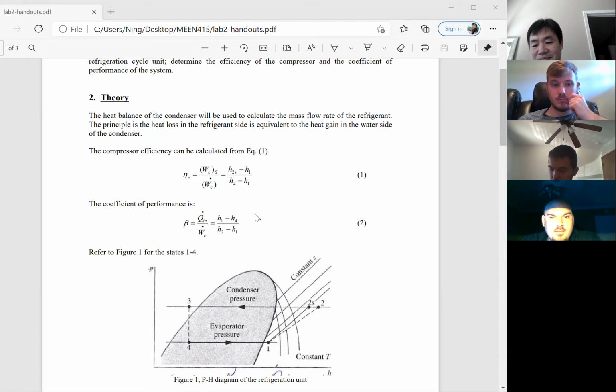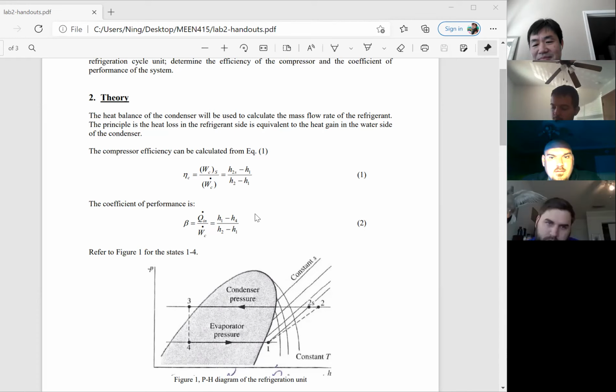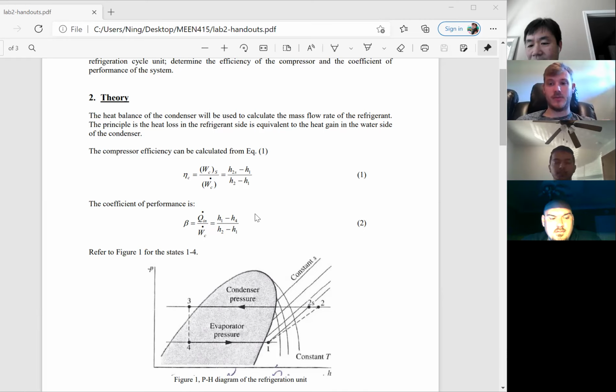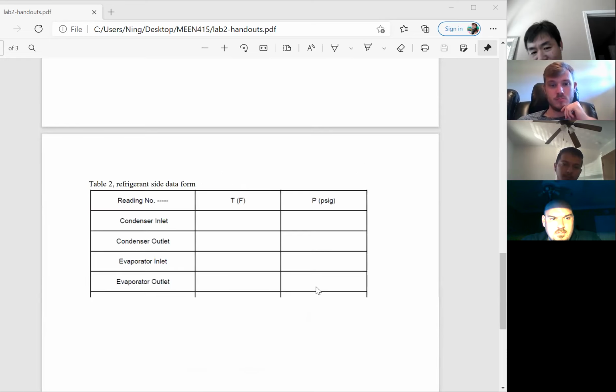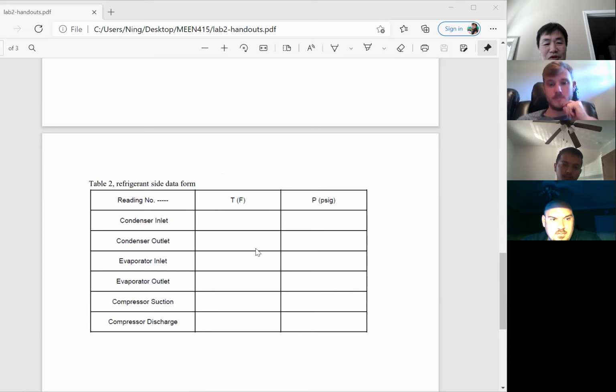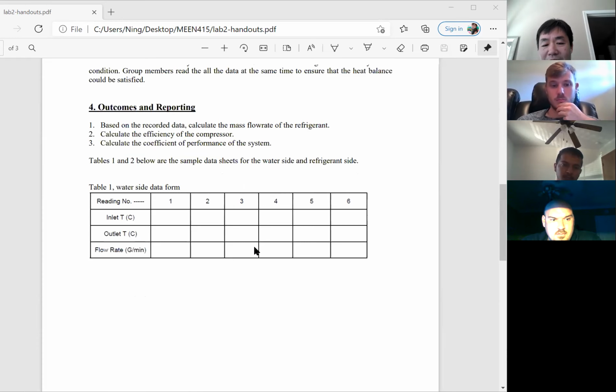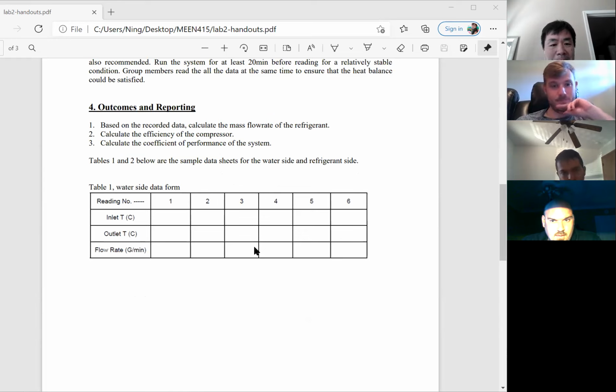Is that good? Sounds good. Do we need to submit the handout as if we were actually in the lab filling it out, or is it just the Excel? Just the Excel. Ignore this handout, ignore these data forms on the handout. Just put everything you read in the Excel. Put a table there with the readings you took. Then do the calculation following that reading data. And submit the Excel with the report.